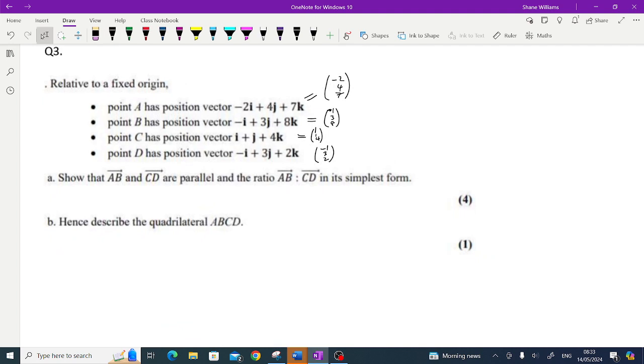Show that AB and CD are parallel, and the ratio. So here we're just going to find AB, and it doesn't matter if it's 3-dimensional vectors, it's exactly the same principle.